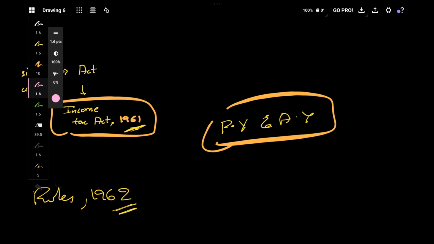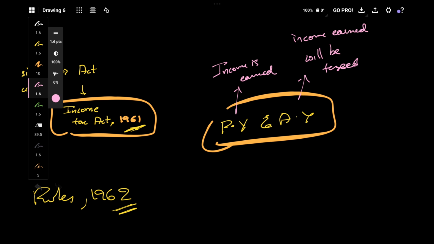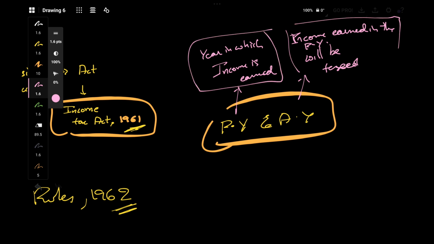Previous year is nothing but the year in which income is earned. Assessment year is nothing but the year in which income earned in the previous year will be taxed. Income earned in the previous year will be taxed. Previous year is the year in which income is earned. So that's the difference between them both.